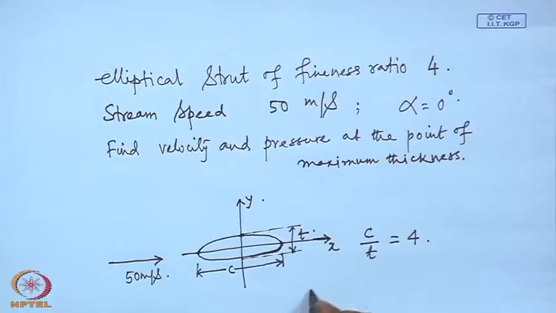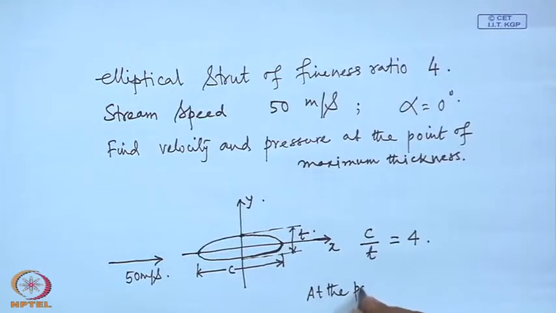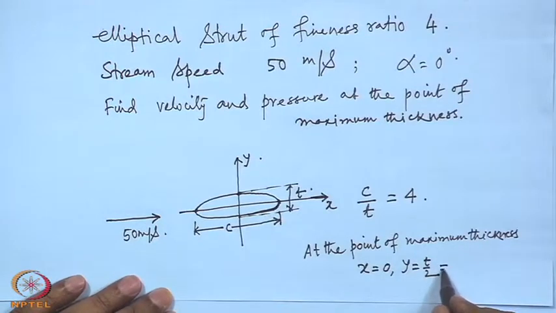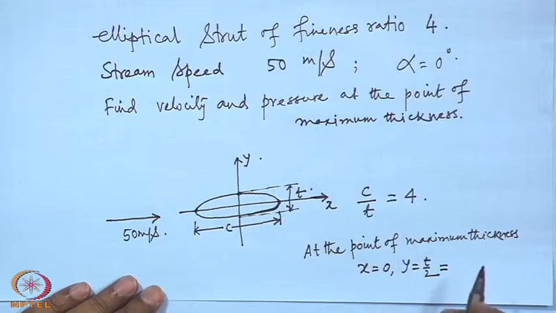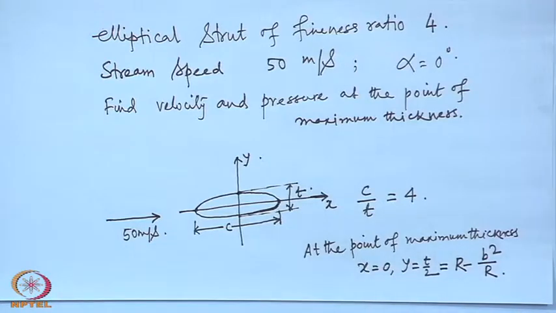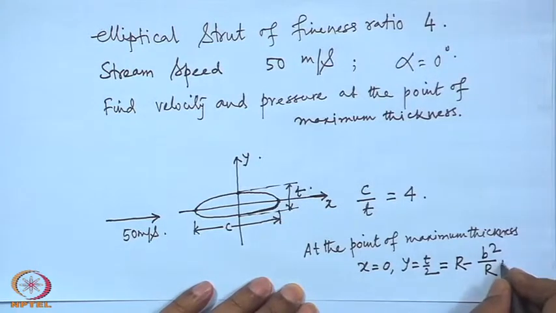Now, at the point of maximum thickness, what do we have? And this is related to, if you look at the transformed circle, this is related to, or we can write, if you remember that this was the semi minor axis, and we will be interested in terms of theta, which is pi by 2.